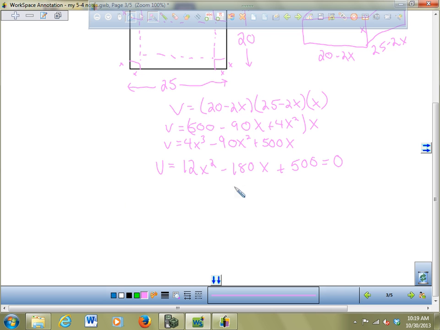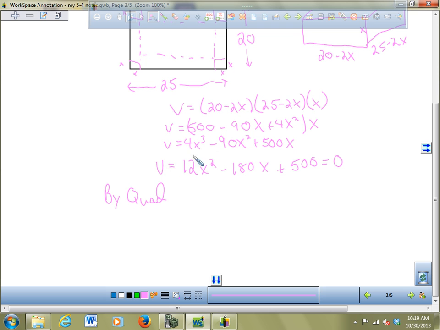Then you could use the quadratic formula, or you could try to factor, which I don't think it does. Does 12 go into 500? No, it doesn't. So then what you have to do is use the quadratic formula. You can do this on a non-graphing calculator. By the quadratic formula, you get two answers.